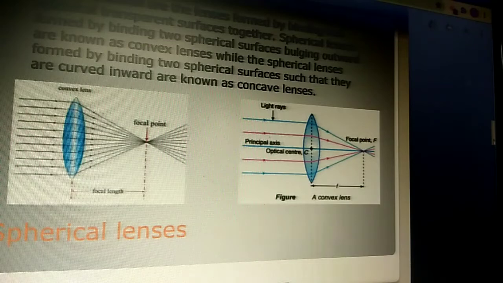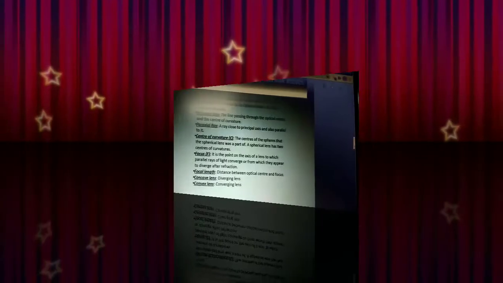In mirrors, reflection takes place. In lenses, refraction takes place. Now all the rays which are parallel to the principal axis will seem to converge at a point which is known as the focal point. Now coming to the important definitions in case of spherical lenses.